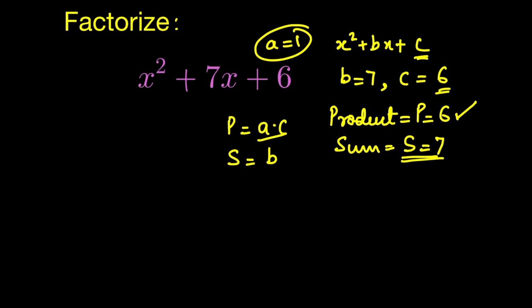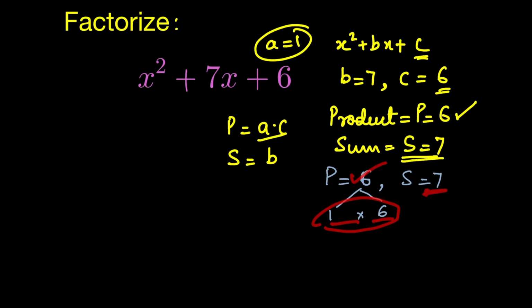So we have to look for two numbers whose product is 6 and whose sum is 7. We keep factorizing it. Let us first factor it: 1 times 6, so it is 6. And when we add these two numbers, we get 7. That means this works for us.